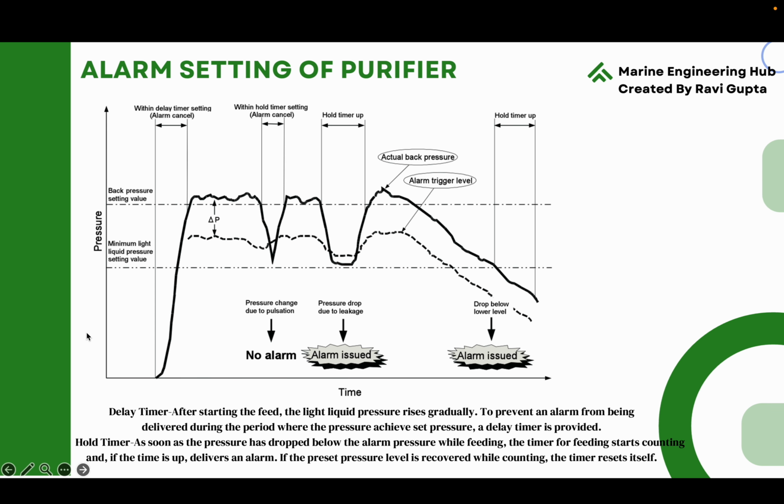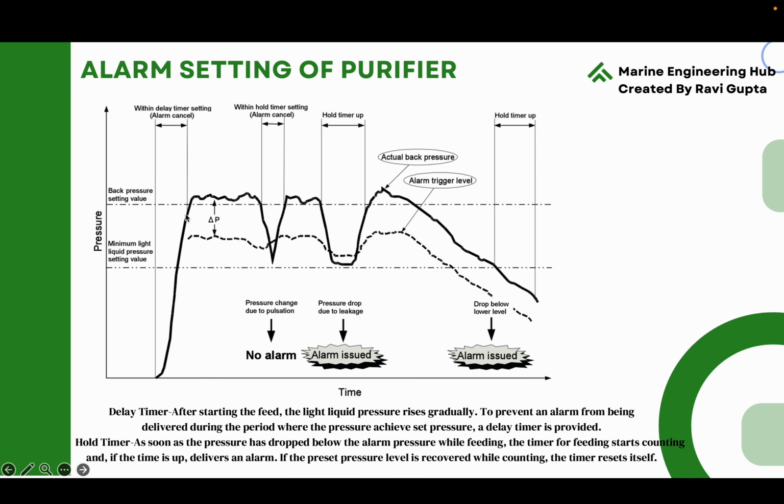So this is the pressure part, this is the time part, and this is the graph showing how the actual back pressure is moving. This is the alarm trigger level, and this is the minimum pressure of the purified oil, which is a setting value, and this is the back pressure setting value. So we have four data. One is the actual back pressure, which varies in real time. This is the trigger alarm level, where it will trigger if the difference is more than that. This is the minimum setting, it should not go below this, and this is the back pressure setting.